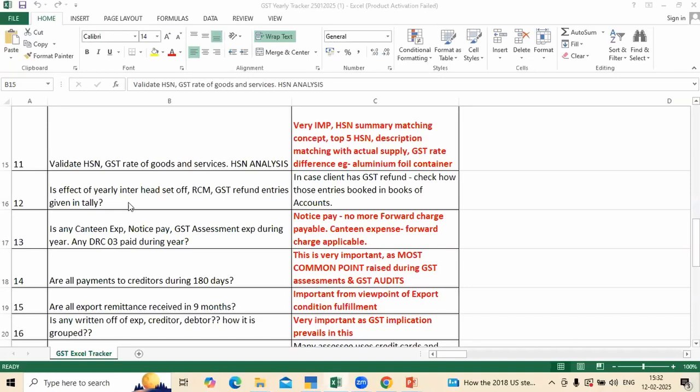So in that scenario, I would request that you should always verify your GST rate with the HSN which you are marking in the invoice. Many times you feel that my HSN has this rate only, but due to a very small change in HSN, there can be a change in rate. So be careful in that part. You can check for this year. Now moving to the 12th point.